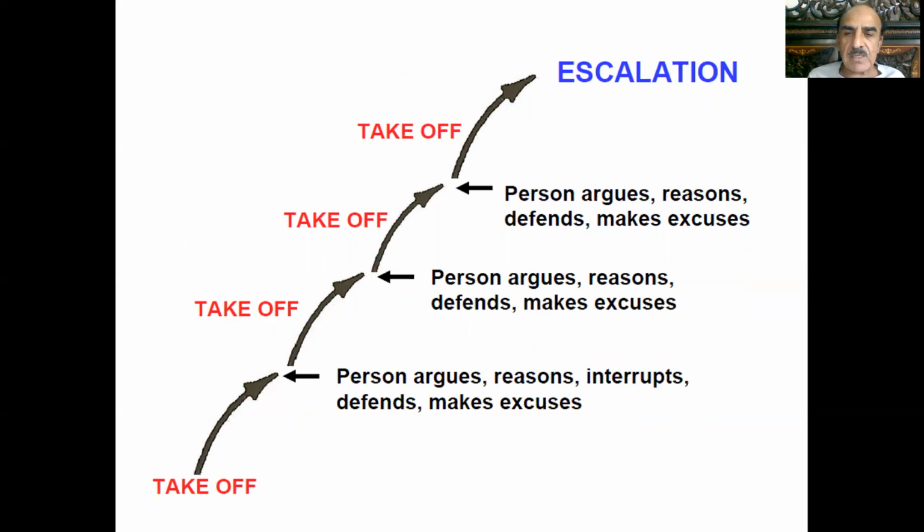This is a very interesting diagram of how this escalation takes place in anger and the emotions of anger. For example, it starts with personal arguments, reasons, interrupts, defends, makes excuses, and then the person argues, reasons, defends, and argues, reasons, defends, and gradually this is taken up and up and up, and it ultimately becomes a high level of escalation.